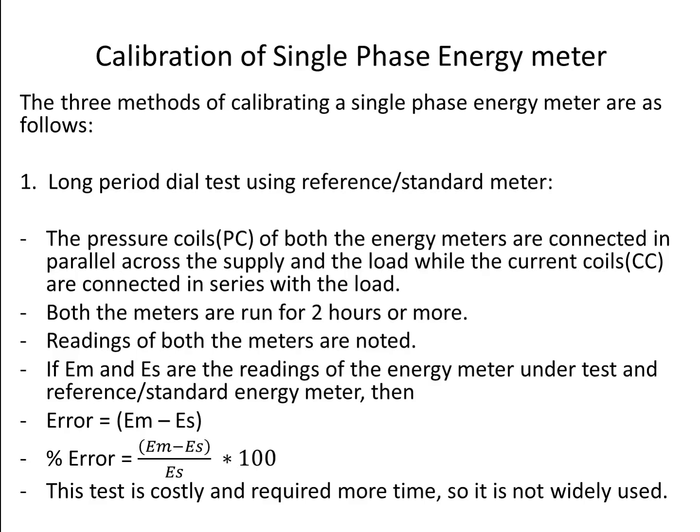If the reading of the test energy meter is EM, reading of the substandard energy meter is ES, then error will be equal to EM minus ES. Percentage error will be equal to EM minus ES whole divided by ES multiplied by 100.